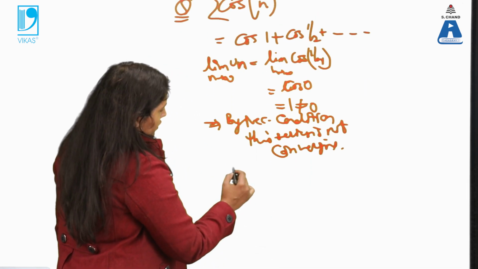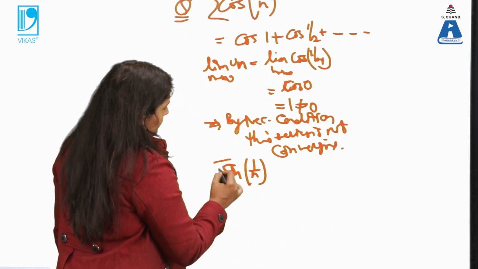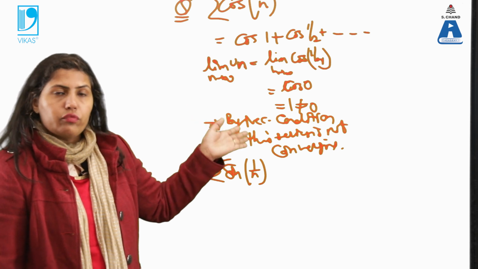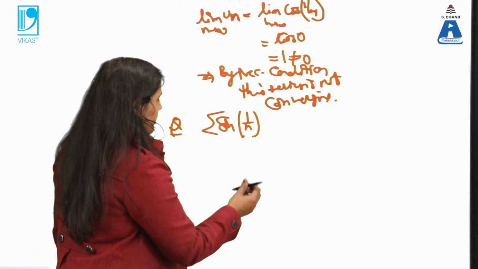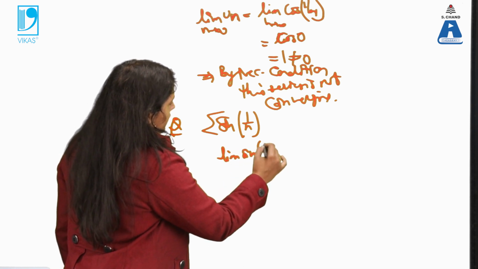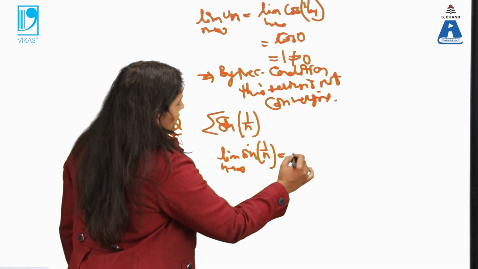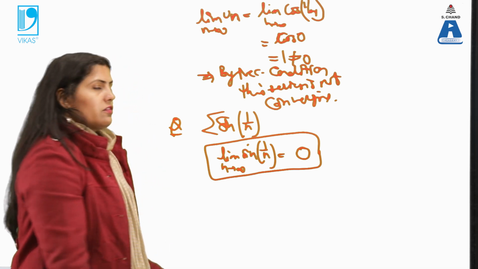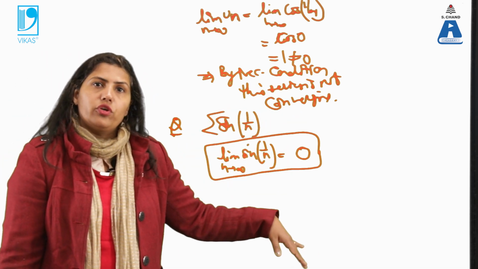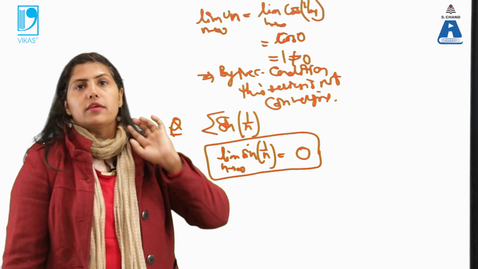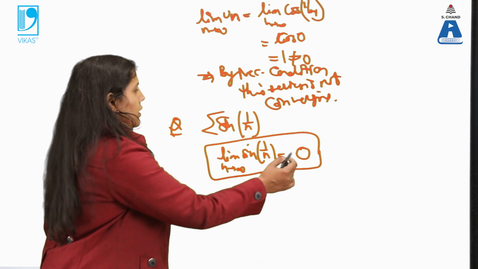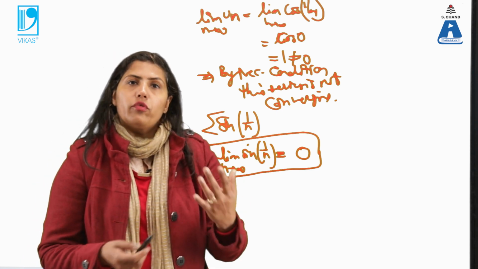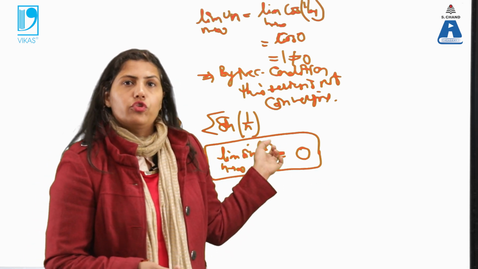Now, I'll clear one more thing. Suppose I have sine of 1 by n. Sometimes you misunderstand the result, because it is only a necessary condition, not a sufficient condition. Limit of sine of 1 by n comes out to be 0. It means that if it is 0, on the basis of this you cannot say whether the series is converging or diverging. But if it is non-zero, then you are very sure that the series is not converging. So here you cannot apply the necessary condition. You need knowledge of some other test to check whether this series is convergent or divergent.